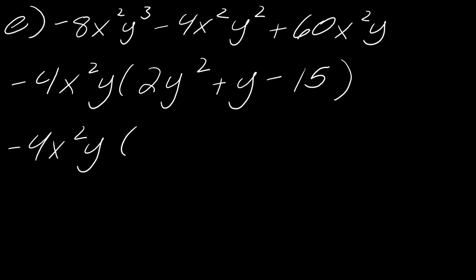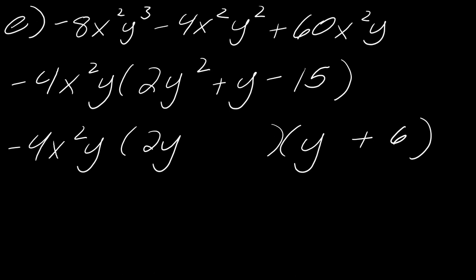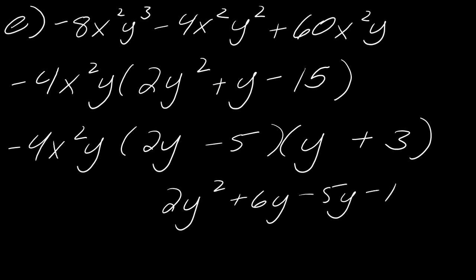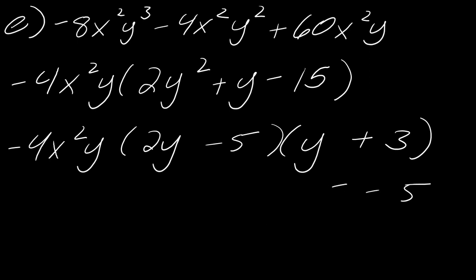Okay, so I'm going to just do good old trial and error here. To make 2y squared, it's just 2y and y. And then I'm going to do plus 3, minus 5. So let's see, is that going to get me what I need? No, that will not get me what I need. Oh wait, I said plus 3. Sorry, said plus 3, wrote down 6. It happens to the best of us, right? Okay, so then to check this, 2y squared plus 6y minus 5y minus 15. Yep, I got it right. So there is your final answer.